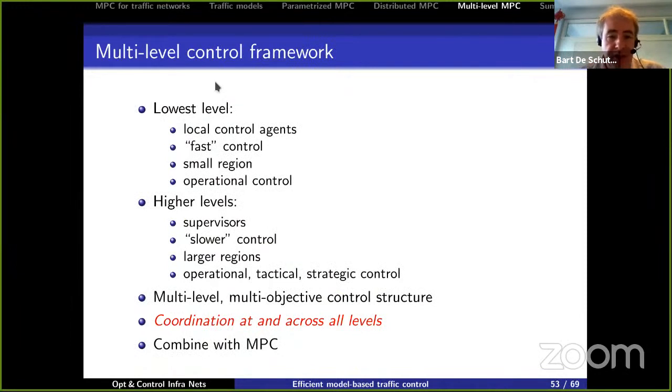So this was already indicated. Lowest level, we typically do operational control, fast control, small regions, and for the higher levels, it's slower and larger, and you would typically look at more tactical and strategic control. And what is important is that we get coordination not only within the levels, but also across the levels. And due to this combination of fast control in small areas and slow control in larger areas, we can still apply MPC.